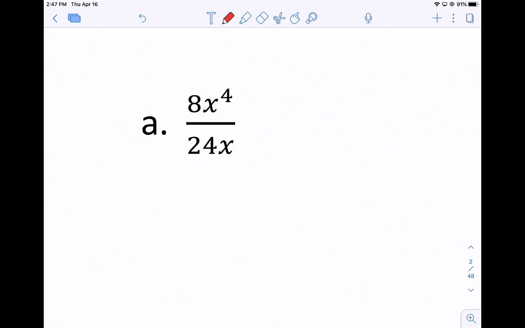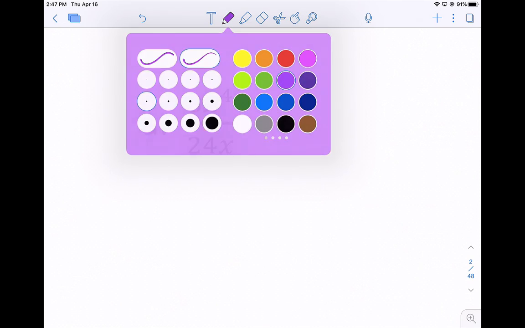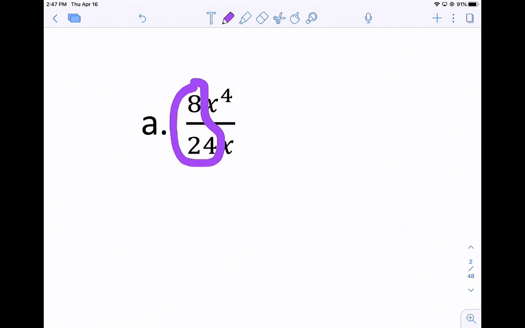All right, so when we did this first semester, we took a look first at the coefficients. We have 8 and 24, and we talked about how can we reduce that? What's the biggest number we can divide 8 and 24 by? And the answer is 8. We can divide each by 8. So 8 divided by 8 is 1. On the top, 24 divided by 8 is 3. So when we reduce 8 over 24, that is the reduced fraction 1/3.